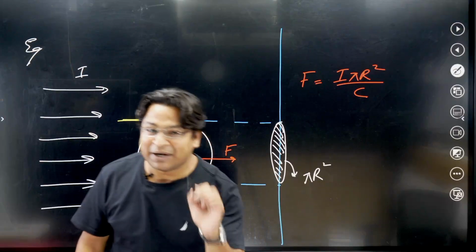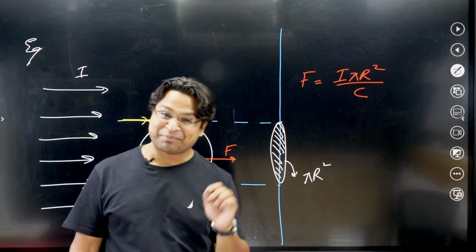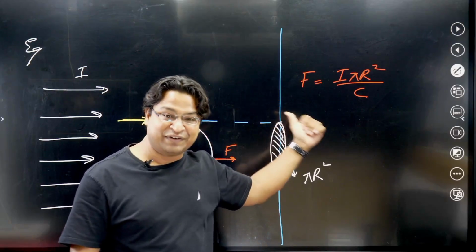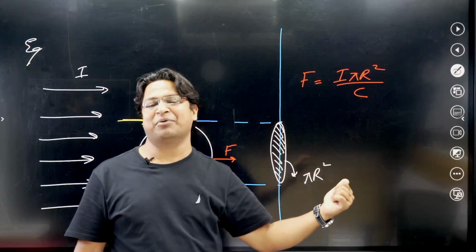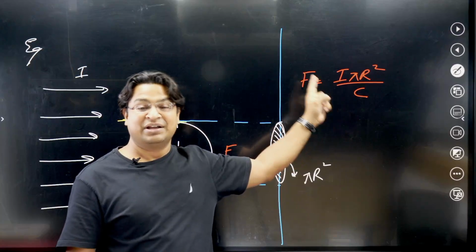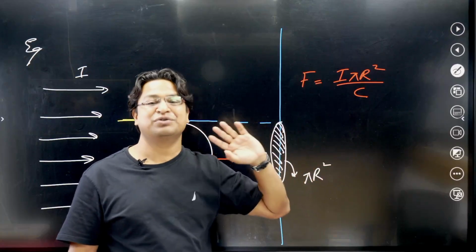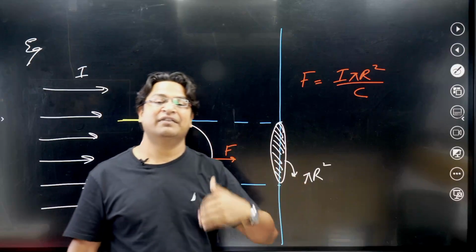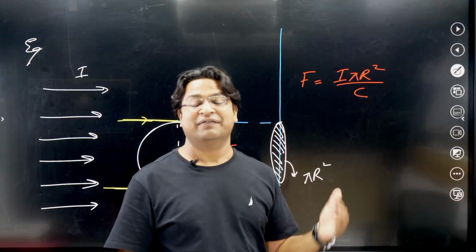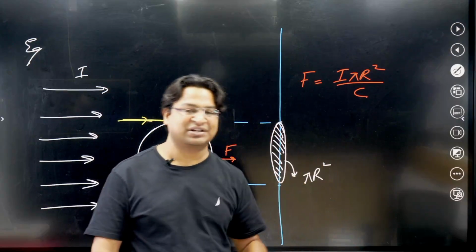For the particular case of a sphere, even if this sphere is not a black body, the force still remains the same. Is there any logic that I can give? No, there's no logic. We discover this when we do the math. We need to resort to integration. We need to do certain things. When we do that, this is what we discover.